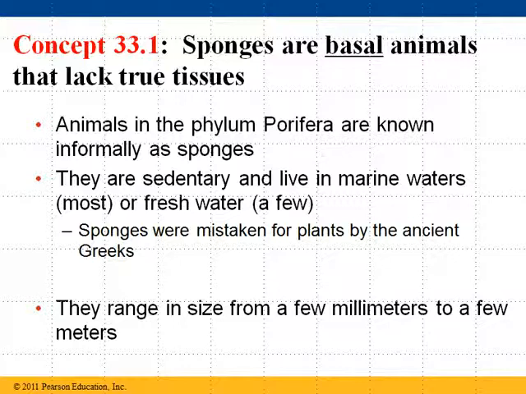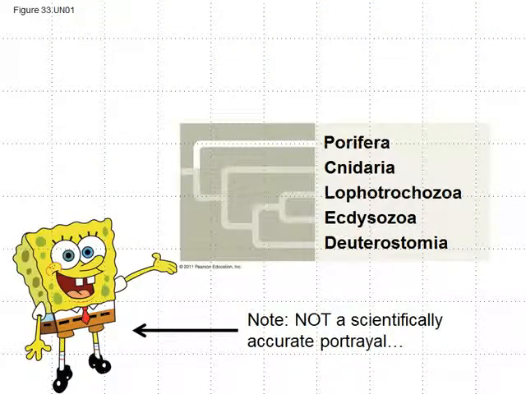The ancient Greeks considered them to be plants. They range in size from a few millimeters to a few meters. So they'll be the first group we look at, the Porifera, and they would be, again, basal. They go way back close to the beginning of the common ancestor of all animals, and although this guy is not a scientifically accurate portrayal of them, he may help you remember Porifera, which is the sponges.